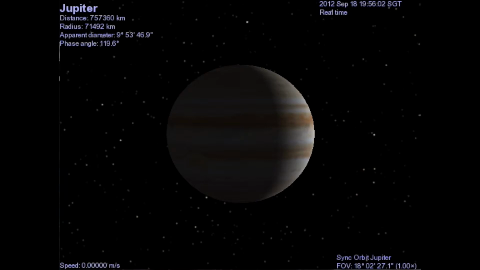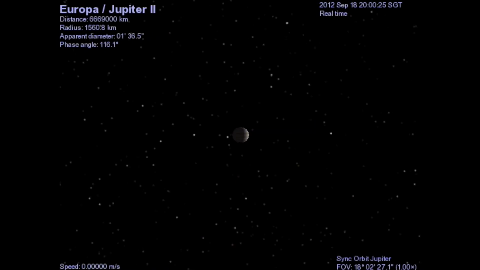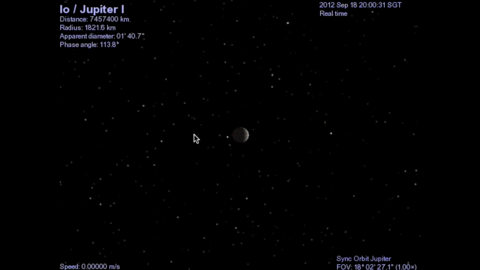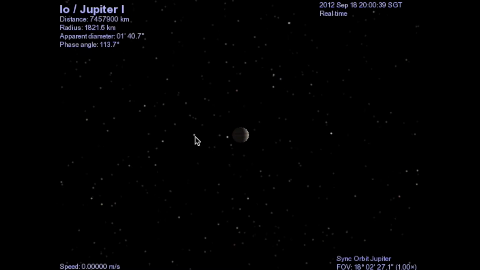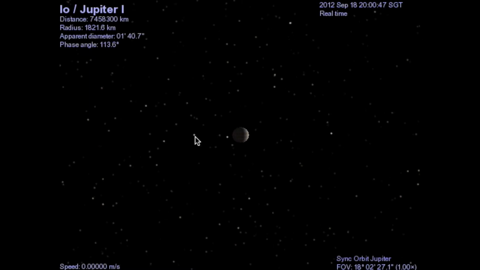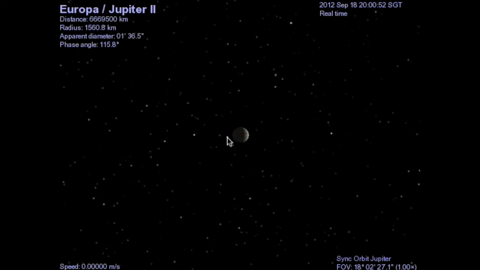Jupiter is a gas giant. Its phase angle and its radius are very big. Now let's take a look at some of Jupiter's moons. The moon I'm pointing to is Io of Jupiter, which is the first moon of Jupiter. The distance is 7,457,900 km. The radius is 1,821.6 km. The phase angle is 113.6 degrees.